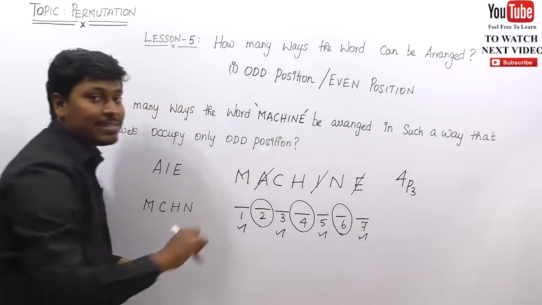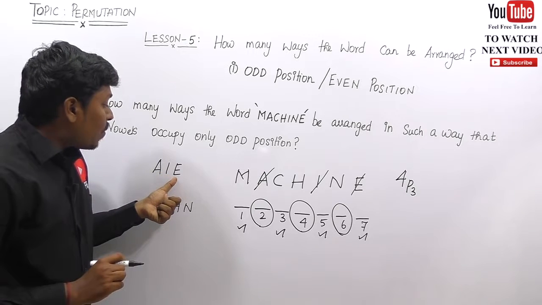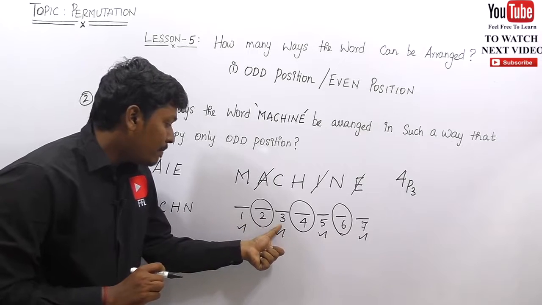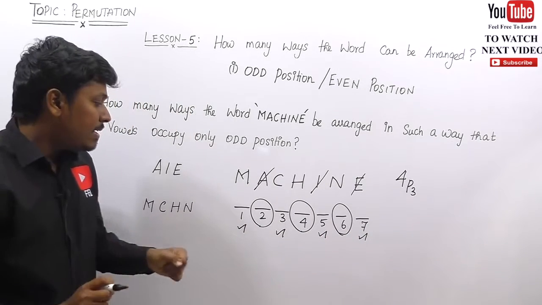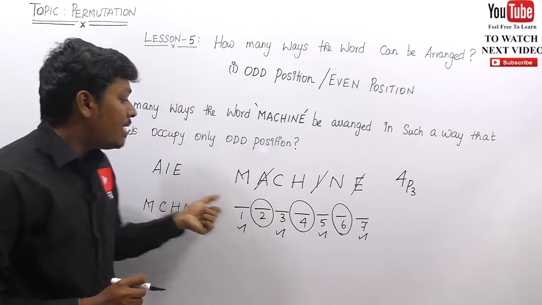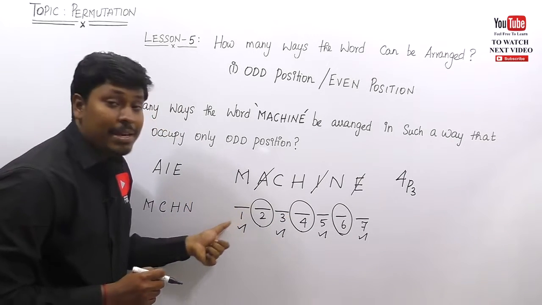You should not write it as 3 factorial. Why? Because, listen carefully, we have placed only 3 vowels in the odd positions, right? If I place A here, I, and E, definitely one place will be remaining. Similarly, if I write A in the 3rd position, I in the 5th position, and E in the 7th position, definitely the first place won't have any letter.